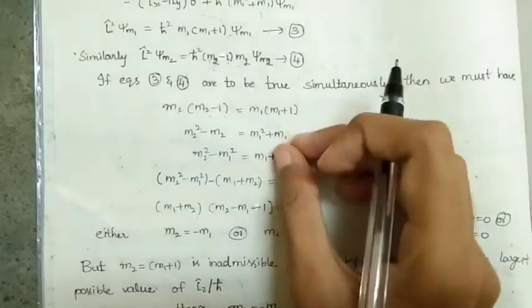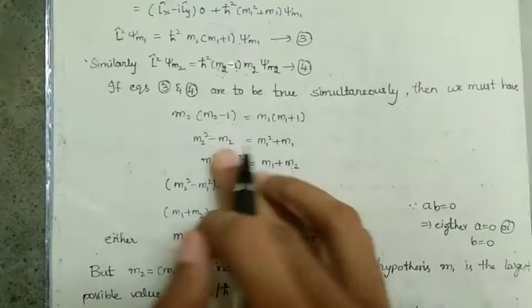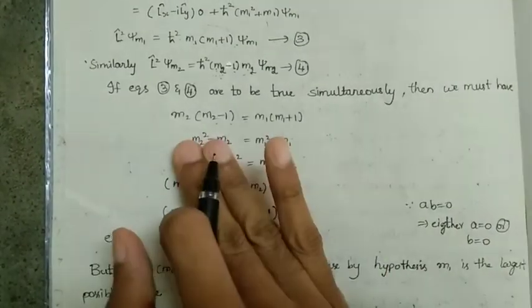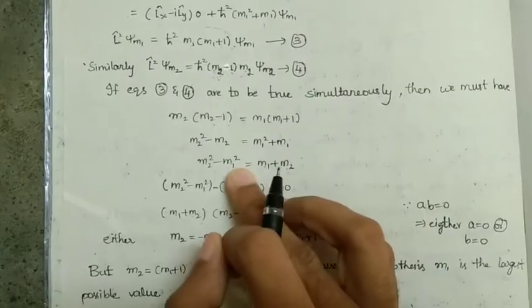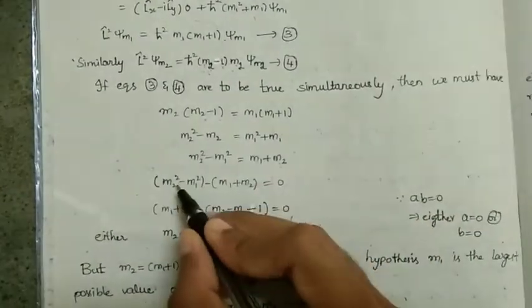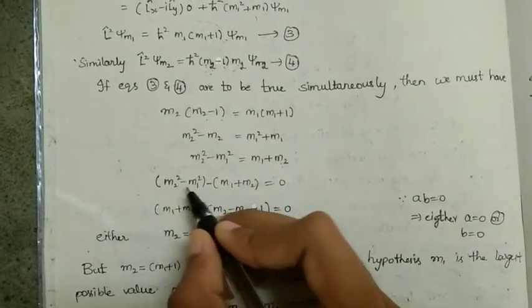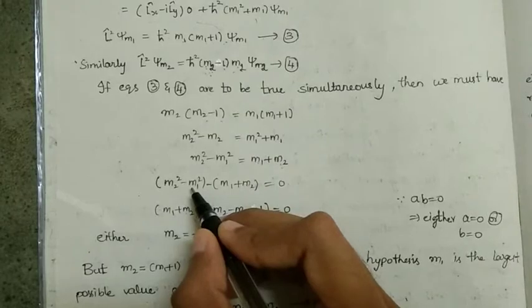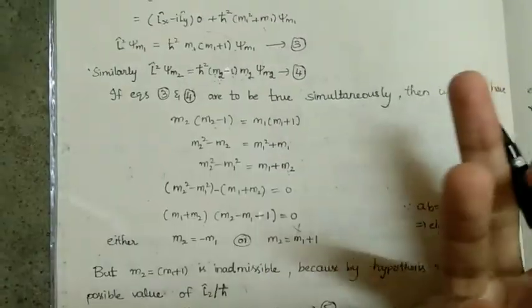Now again we need to send this overall term to this side. So this is one term and this is another term. If this entire term goes to this side, only 0 would be remaining. Here this is of the form a square minus b square, that is a plus b into a minus b. So m2 plus m1 into m2 minus m1. Here also we are having m1 plus m2, and m1 plus m2 is nothing but m2 plus m1.